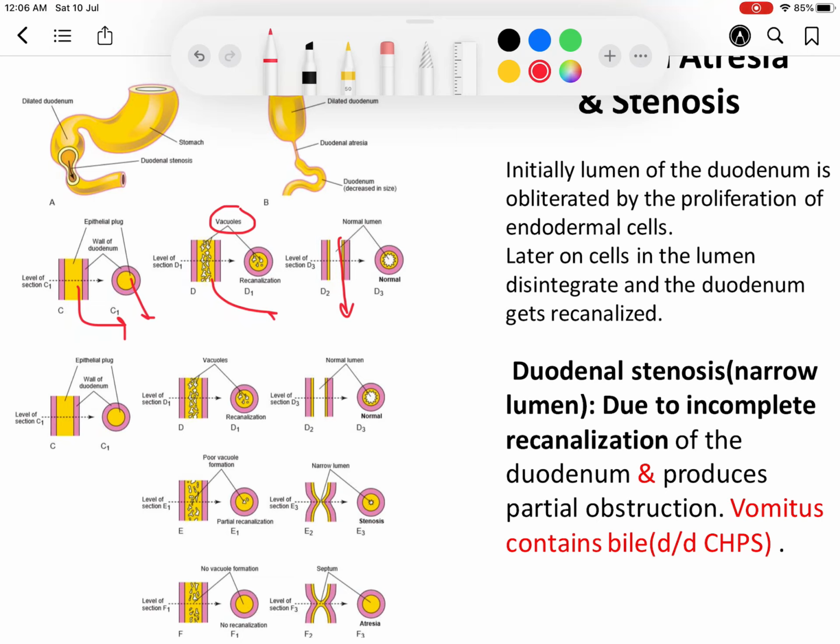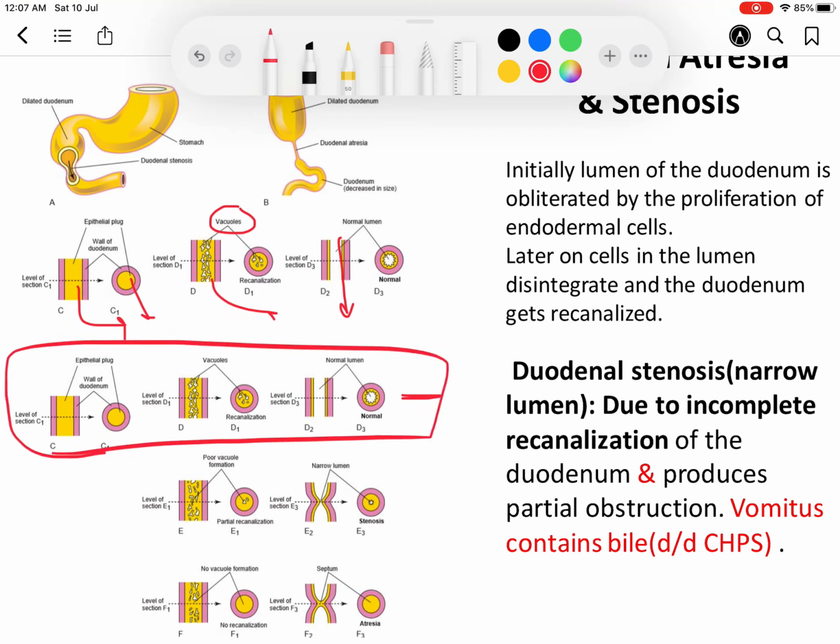So initially the epithelial cells of the lumen of the duodenum proliferate, then they fill the lumen, then there will be recanalization of the duodenum. If the recanalization is incomplete, it will lead to a narrow lumen of the duodenum, and this is called duodenal stenosis. The first diagram shows the normal process of recanalization, and if the recanalization is incomplete, that will lead to a narrow lumen, and this is called duodenal stenosis.